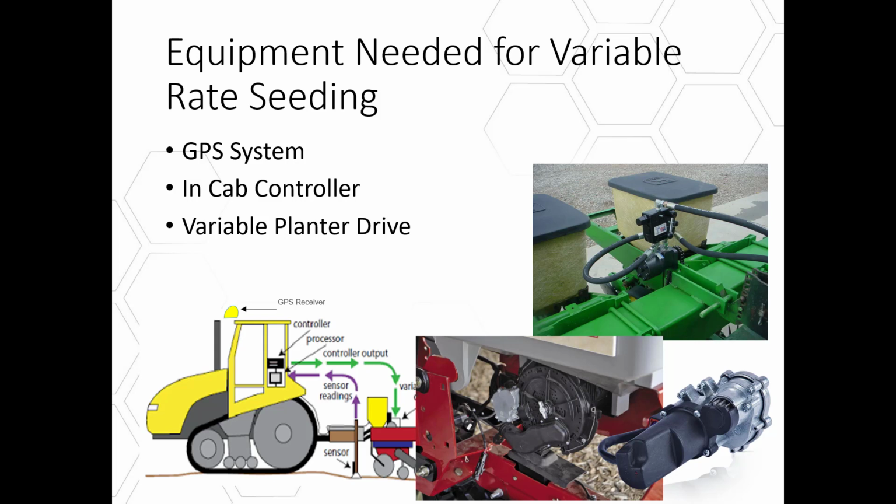You need a GPS system that has 6-inch pass-to-pass accuracy or better. You'll need an in-cab controller to control the planter drives, and a planter with variable rate drives. These drives can either be hydraulic drive units that control sections of the planter, or electric drive units where you'll have an individual electric unit on each planter row unit.